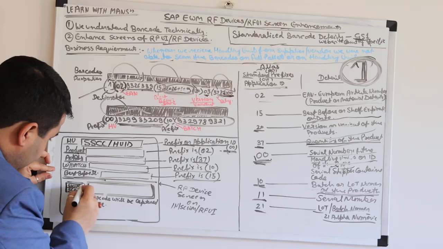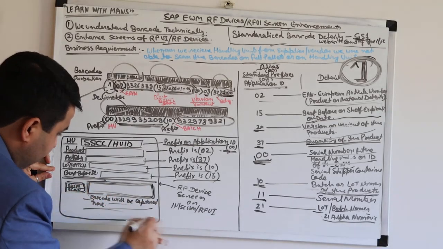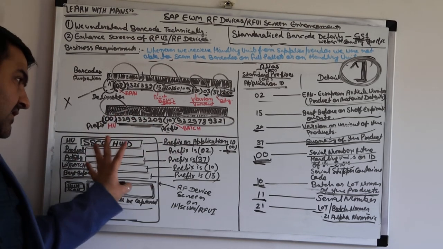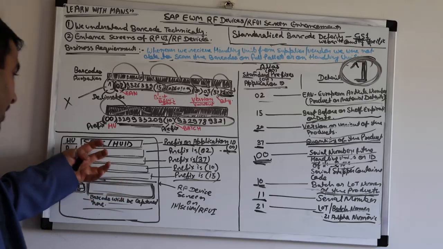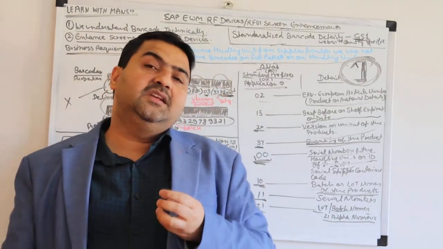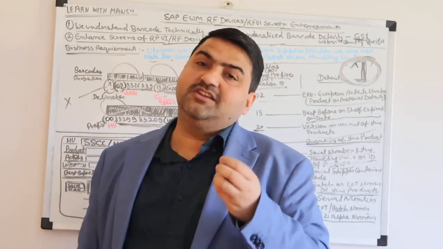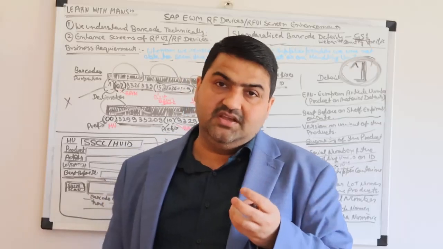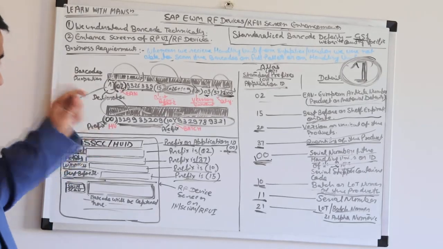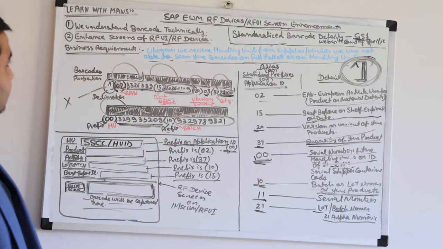I added one button here, and then I put that the barcode will be captured. So at runtime, the warehouse workers will be able to capture these details when they scan all the information. Now the RF screen development, coding, processes, enhancements, methods, functions and improvements will come into the picture in the next phase. So till this point we do this in the system.